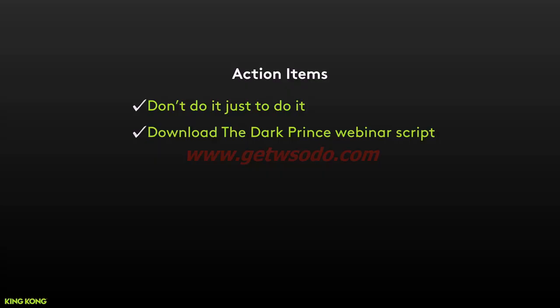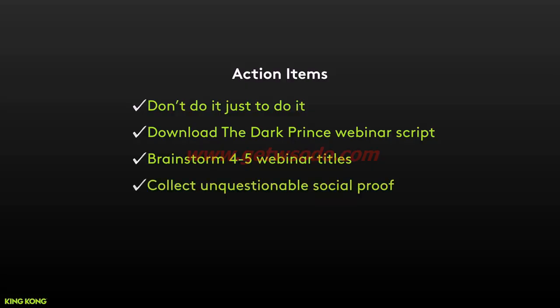Then you want to download the Dark Prince webinar script if it is the right time for you to implement the webinar. And you want to brainstorm 4 to 5 webinar titles that follow the formula that I gave you inside this training. You want to collect all the unquestionable social proof that you can pepper all the way throughout your webinar. And then you want to start writing and editing your webinar and getting that thing done. And once you've written and customized it all, then you can go ahead and record it and deploy it.